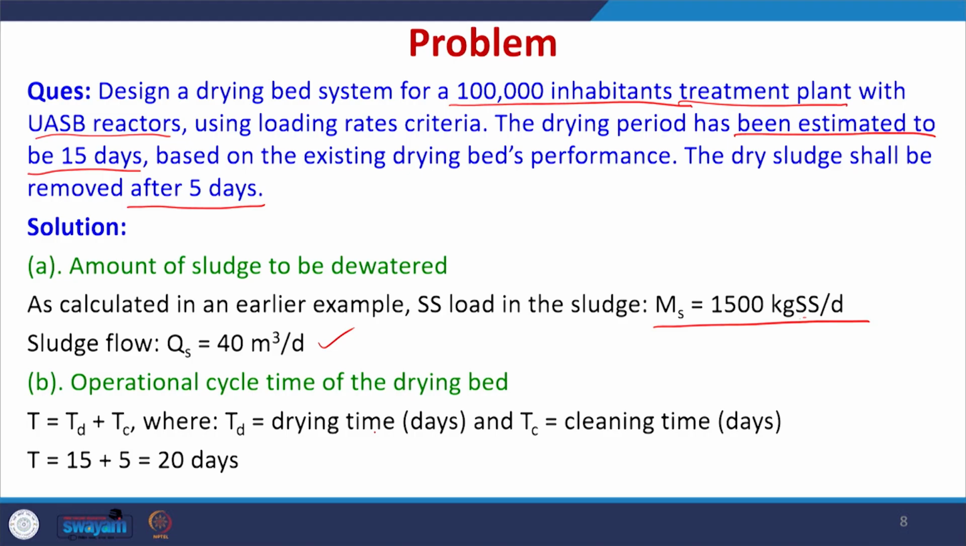Now, the operational cycle time of the drying bed can be calculated here. So, the total time will be equal to the drying time plus the cleaning time also. So, we have 15 days as the drying time and 5 days as the cleaning time. So, total time is 20 days. So, already it is given, it is possible to reduce this cleaning time also, but we are taking 20 days.